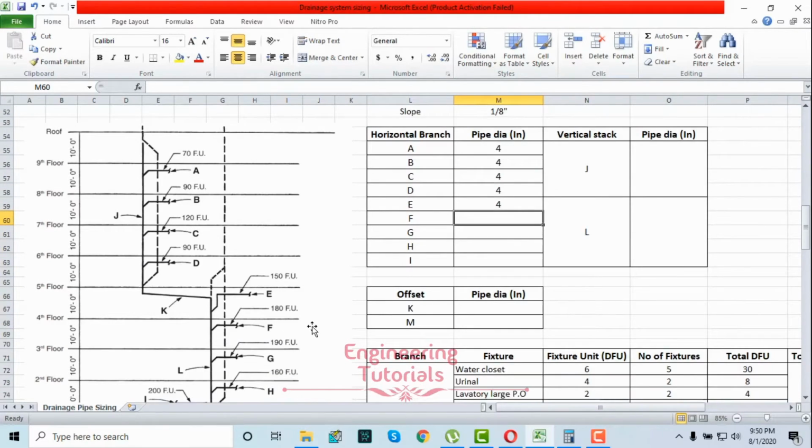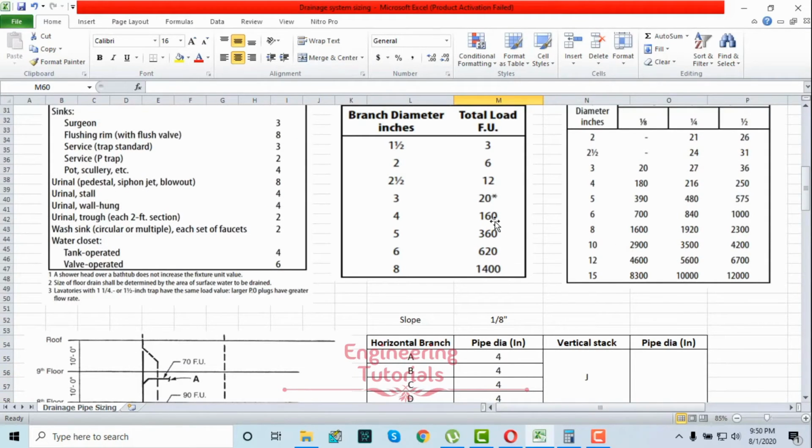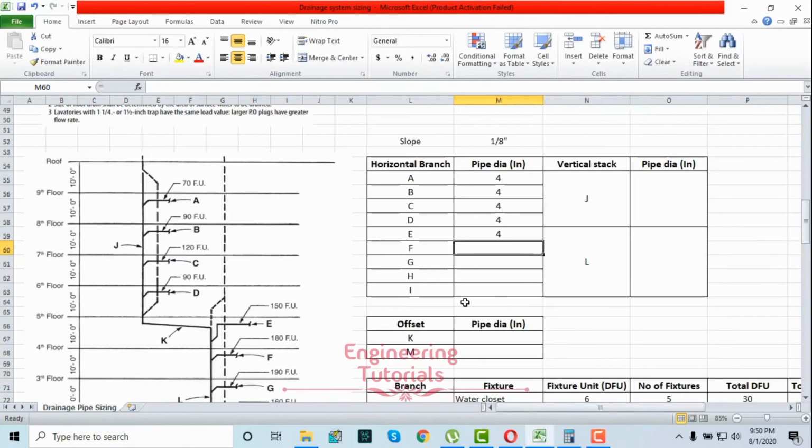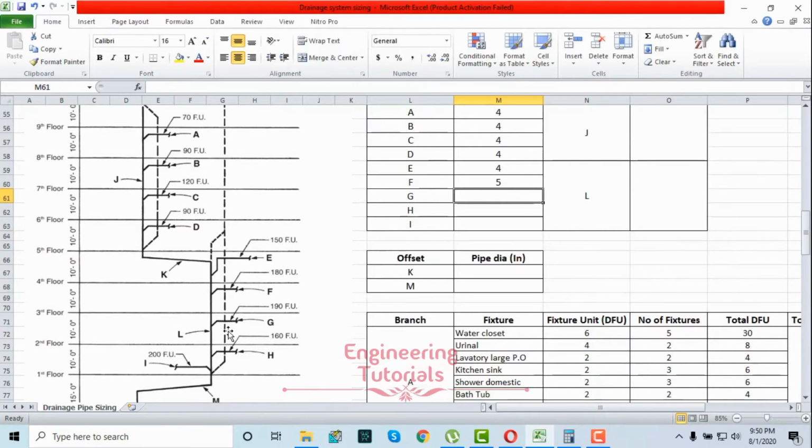And then you can see branch F has 180 fixture units. So 180 fixture units is in between 160 and 360. So we'll go for the higher value, 360. For 360 we have a 5 inch pipe diameter, so we're going to use 5 inch for section F. And then we have branch G with 190 fixture units. In the same way you have to write for G, H and I.